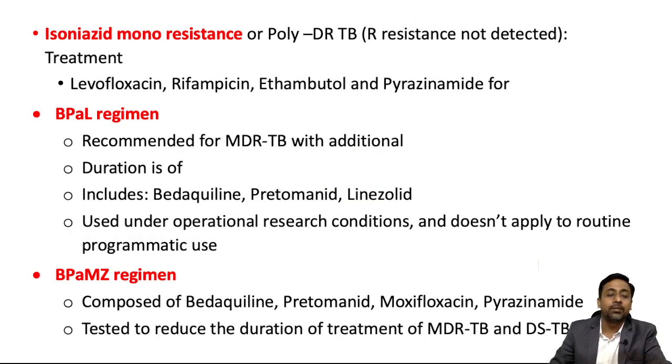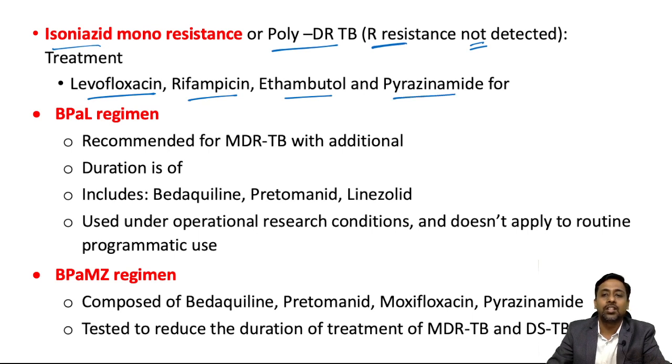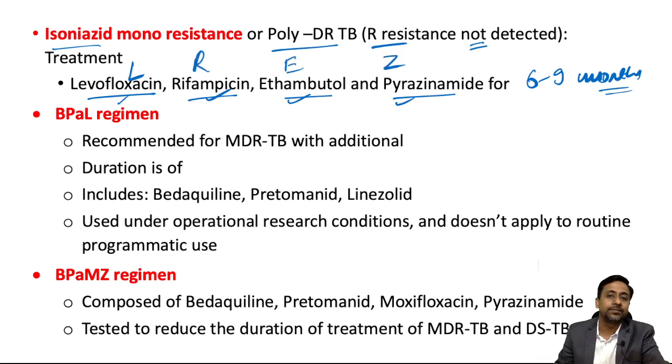Now, what is the treatment for isoniazid monoresistance or polydrug resistance in which rifampicin resistance is not detected? For that we can use levofloxacin, rifampicin, ethambutol and pyrazinamide. And what is the duration? It should be used for 6 to 9 months. The duration for isoniazid monoresistant treatment is 6 to 9 months, with levofloxacin, rifampicin, ethambutol and pyrazinamide.